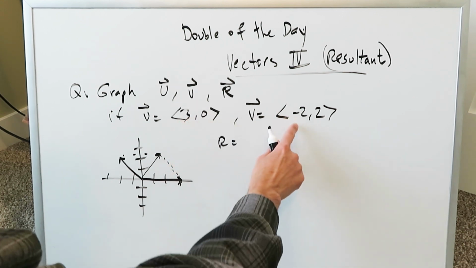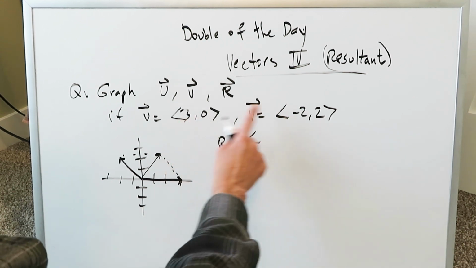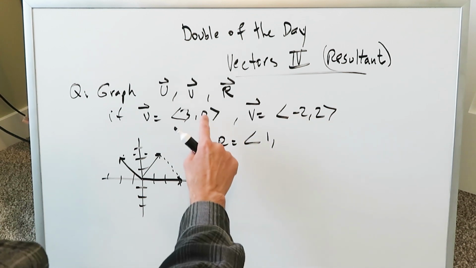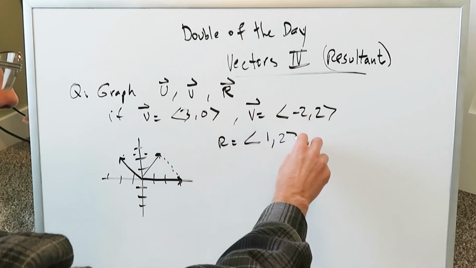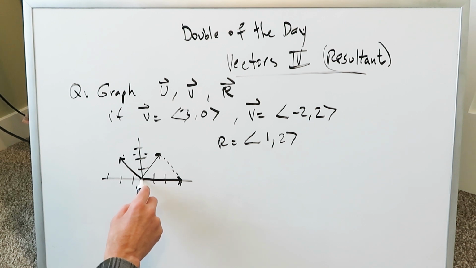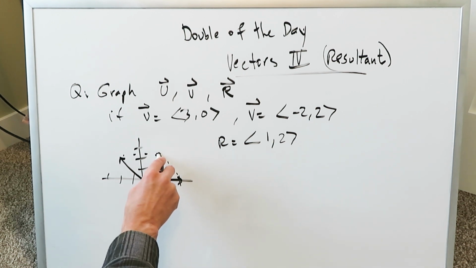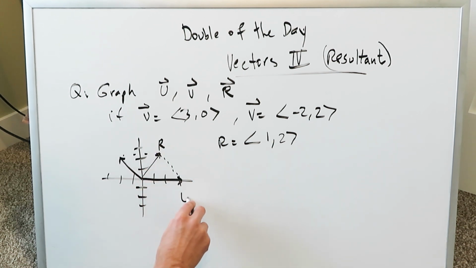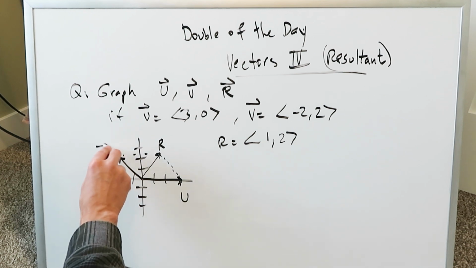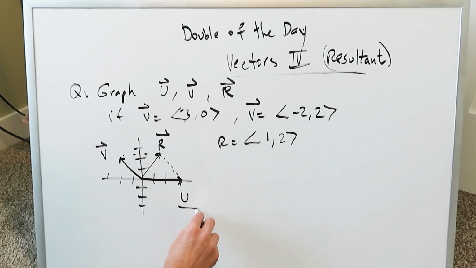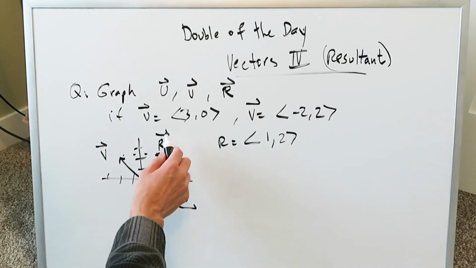You will do u1 plus v1. When you do 3 plus -2, you get 1. When you do 0 plus 2, you get 2, and the resultant is 1, 2. When you look right here, you have 1, comma, 2, and there it is. Here's your resultant, here's your u vector, here's your v vector, and everything is shown to you. Everything has been graphed, and very well everything could have been done by the triangle method too.